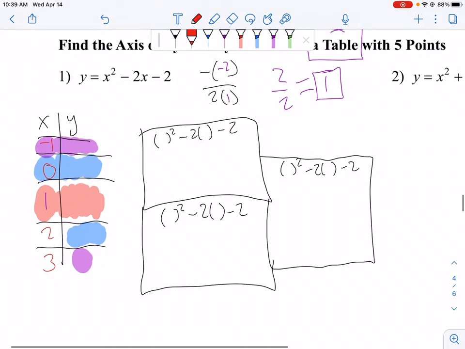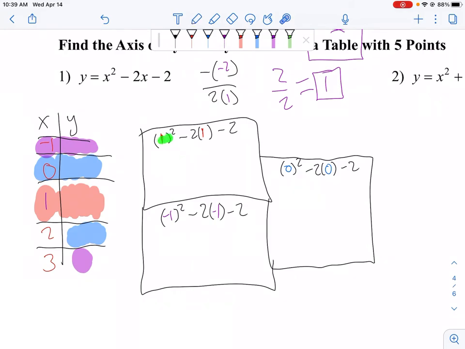And now I'm going to plug in my values. So I'm going to plug in my 1. I'll do that in red because it's highlighted in red. I'm going to plug in a 0. I'll do that in blue because that's highlighted in blue. And I'm going to plug in a -1. I'll write that in purple because it's highlighted in purple. And then I'm going to evaluate each one.